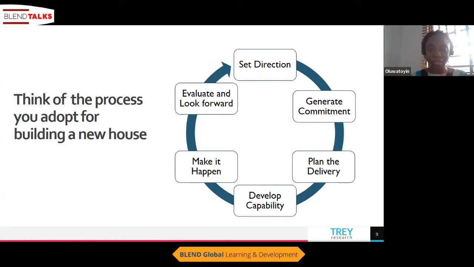And after everything is done, you need to be able to evaluate and look forward. And one of the tips that John Adele talks about is making sure that nothing comes as a surprise at the end of the project.